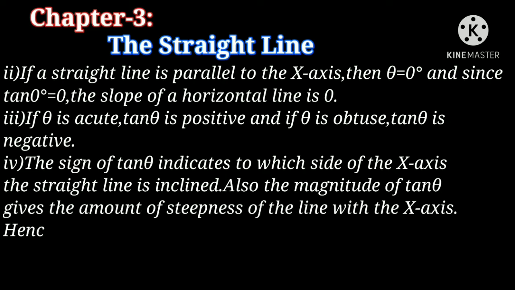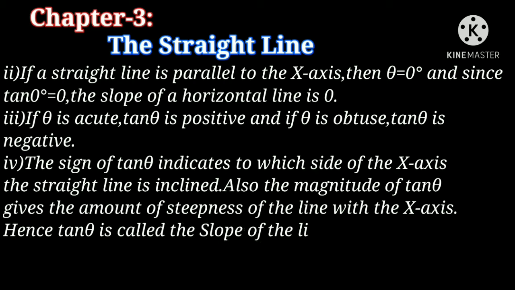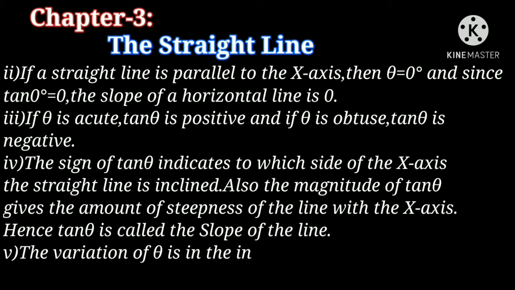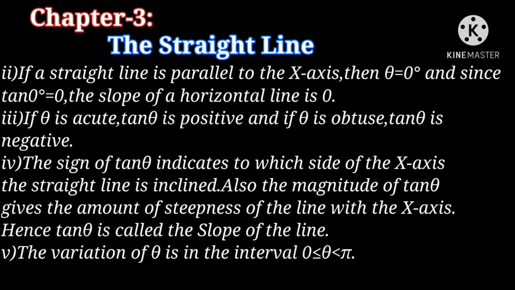Third, if theta is acute, tan theta is positive, and if theta is obtuse, tan theta is negative. Fourth, the sign of tan theta indicates to which side of the x-axis the straight line is inclined. Also, the magnitude of tan theta gives the amount of steepness of the line with the x-axis. Hence, tan theta is called the slope of the line. Fifth, the variation of theta is in the interval 0 less than or equal to theta less than pi. That means the theta value is between 0 and pi.